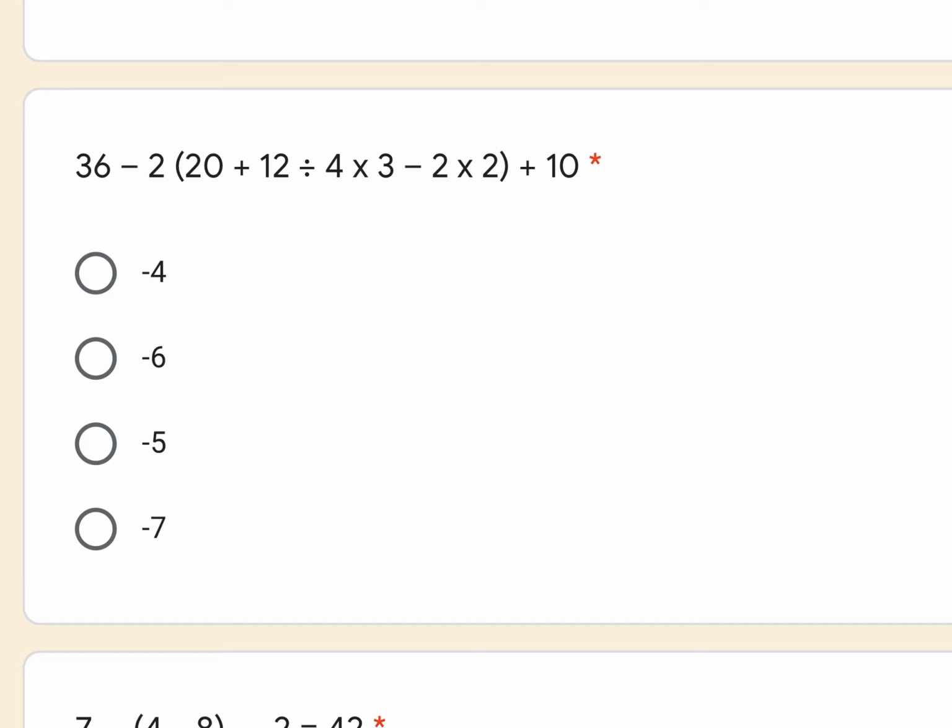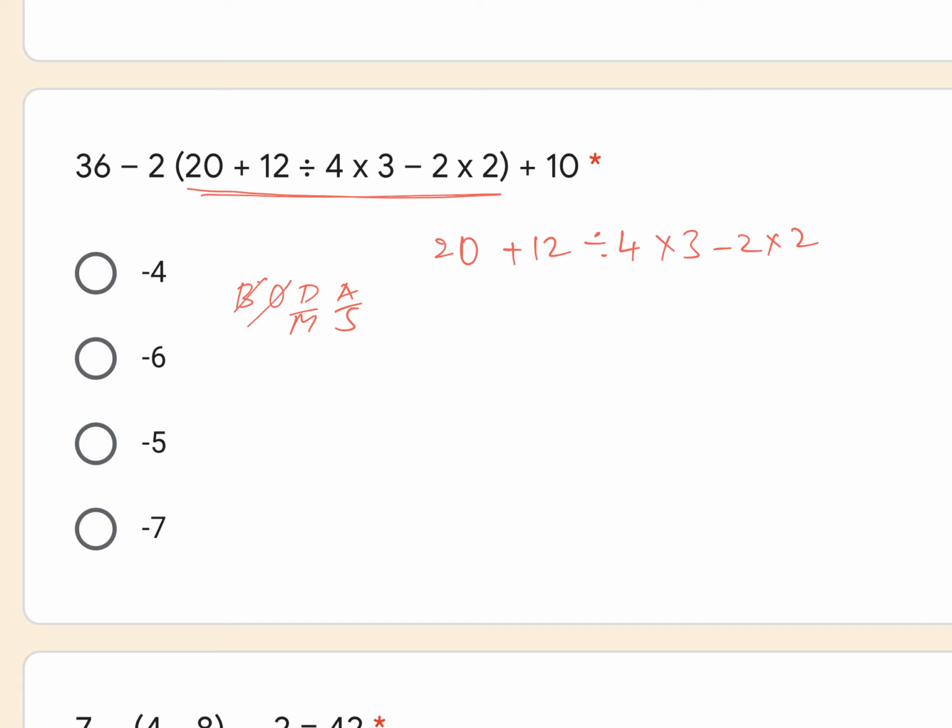The next one seems to be very big, but it's easy once you follow the method. First we need to solve what is there in the brackets. 20 plus 12 divided by 4 into 3 minus 2 into 2. In the brackets, again let us apply BODMAS. Yes, first the preference is given to brackets. We are inside the brackets.